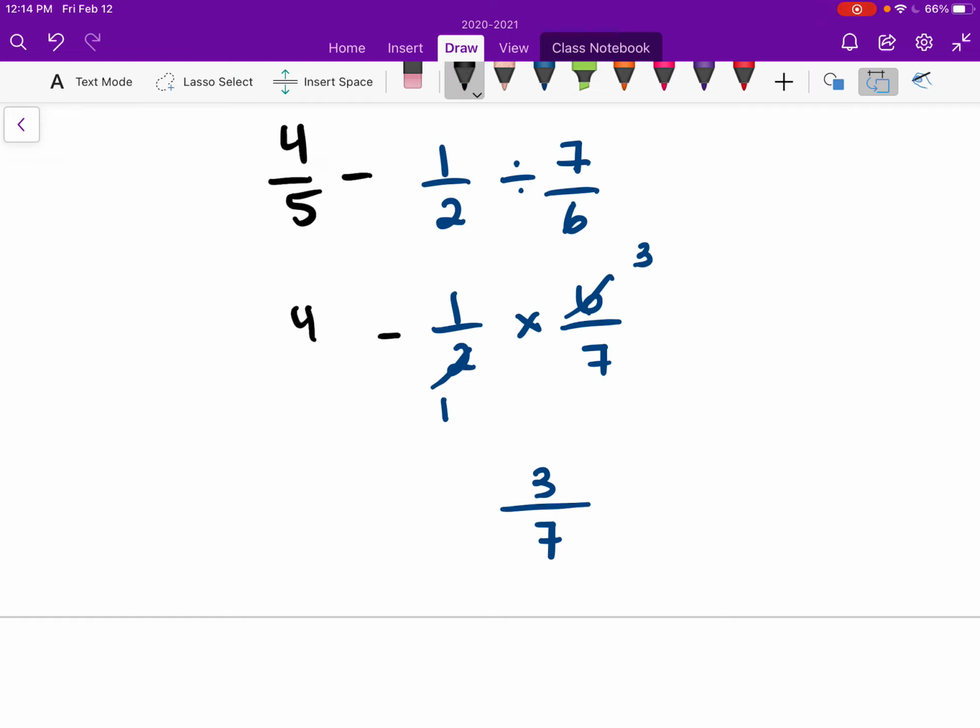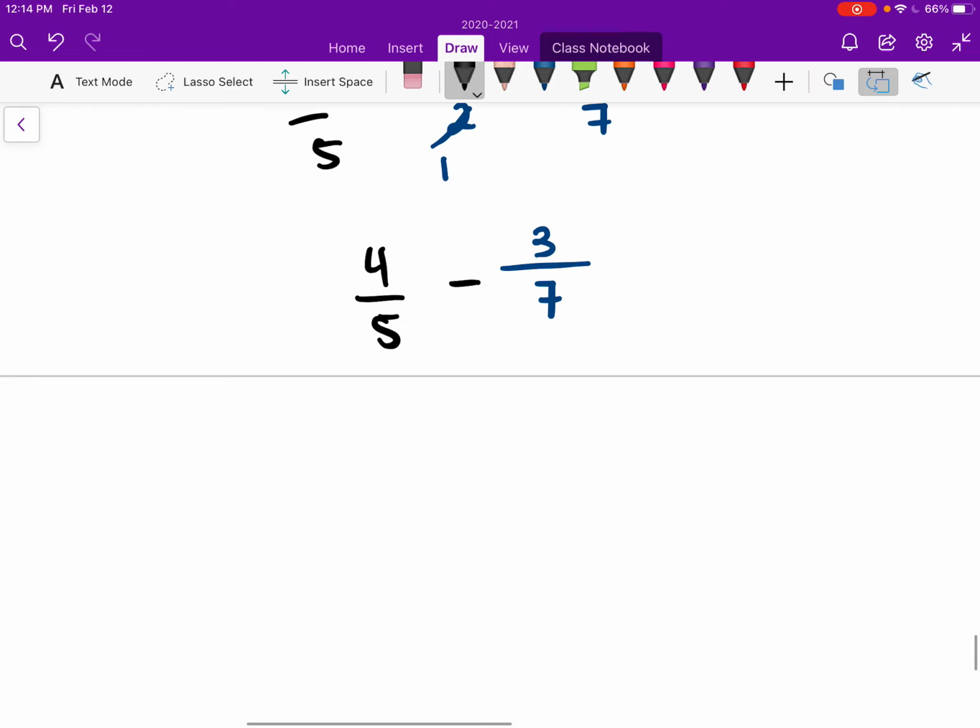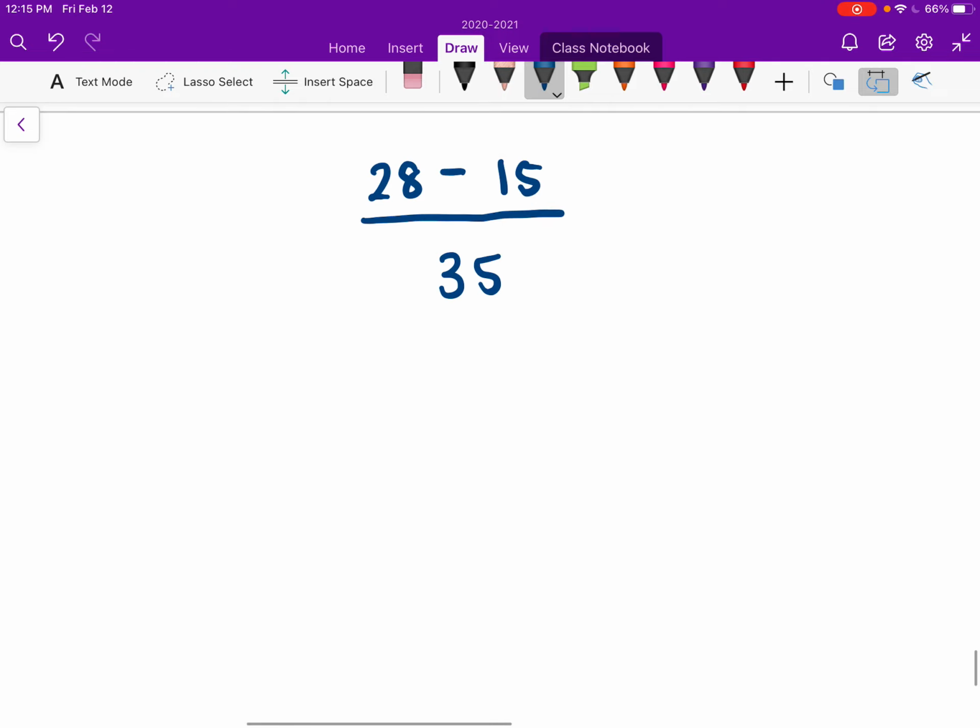And remember, I still have my 4 over 5 here. 4 over 5 minus 3 over 7. I now need to give it a common multiple at the bottom. And I believe that the most common multiple is actually if you multiply them both together. So 35. Right? So from 7 to 35, you had to multiply by 5. So I'm going to multiply 3 by 5. It'll give me 15. Minus, from 5 to 35 is multiplied by 7. So I have to do 4 times 7. And that's going to be 28. Right, so I'm going to just do 28 minus 15. It's going to give me 13 over 35.